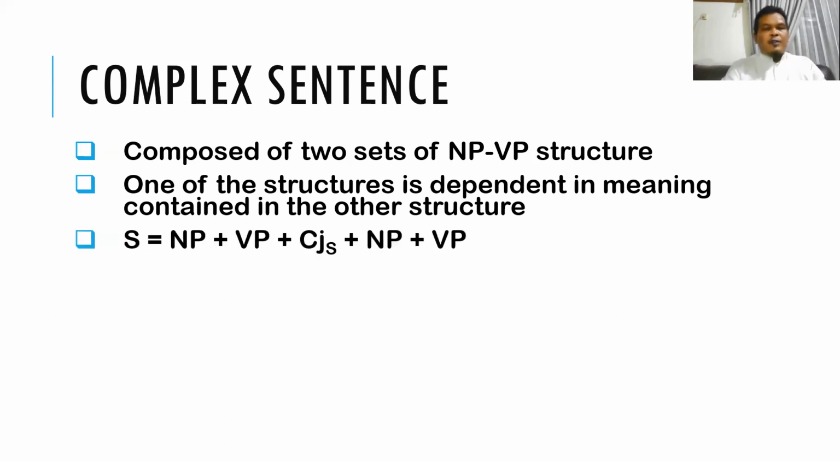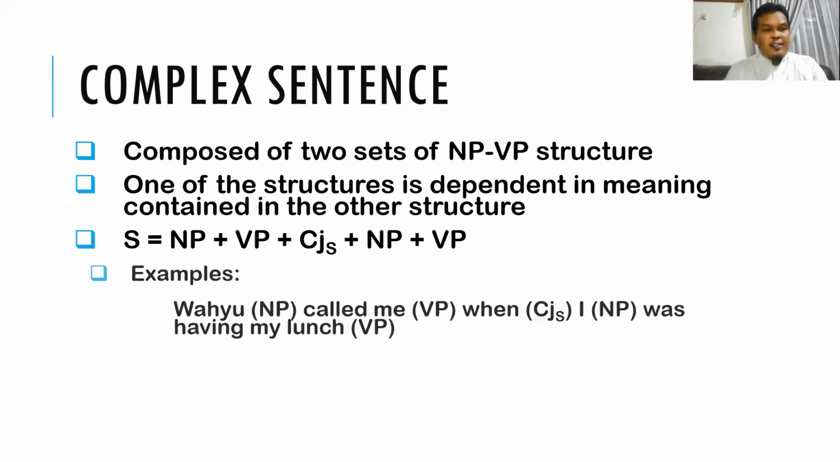Now, the structure. In the compound sentence, we use CJC or coordinate conjunction. In complex sentence, we use CJS or subordinate conjunction. So the two NP-VP structures are connected by using subordinate conjunction. Okay, now let's see the examples.